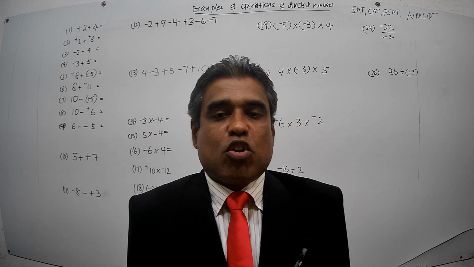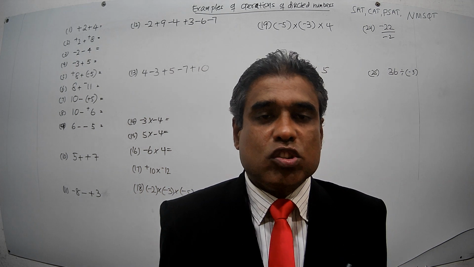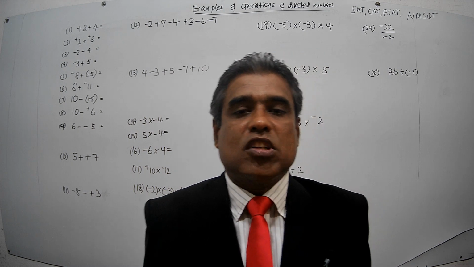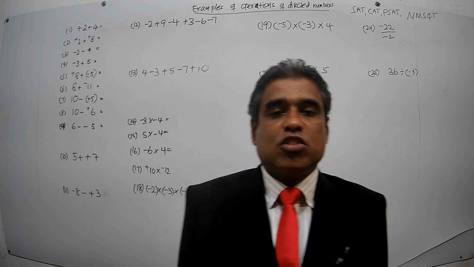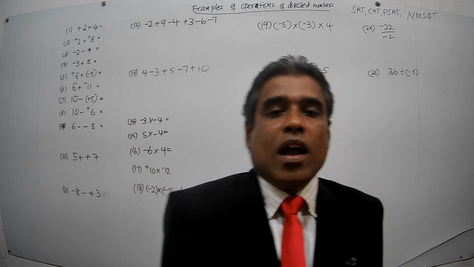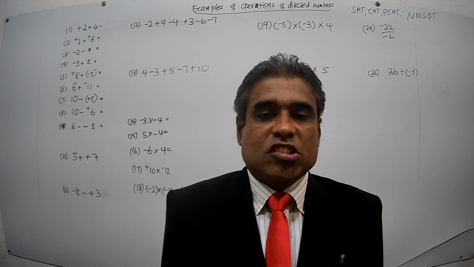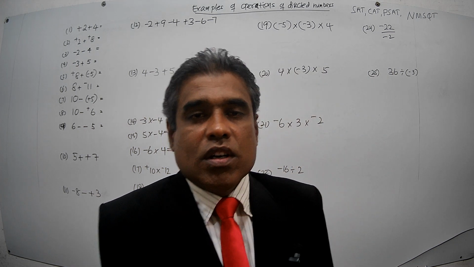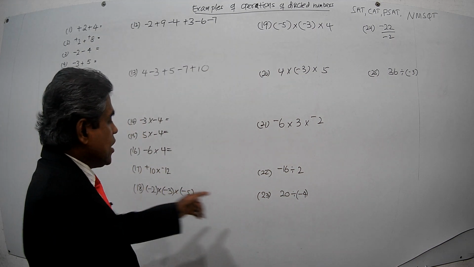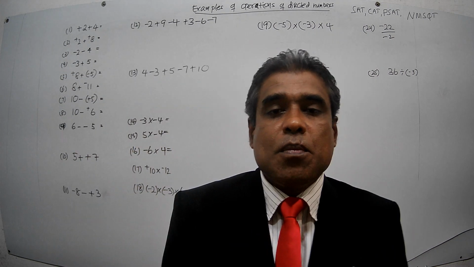So I have already uploaded a video on the rules of operations of directed numbers. And today we are going to discuss some examples of how to apply those rules to work out some operations of directed numbers. Now, here there are 25 examples that I hope to discuss.